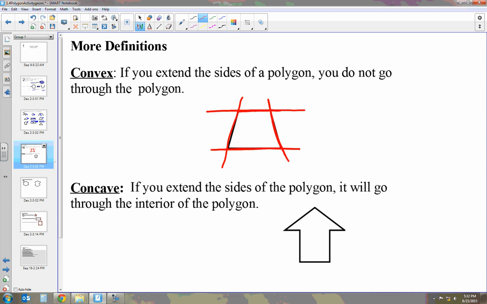A concave, let's do the same thing. Let's trace these sides. Okay, let's try this one. Wait a second. If we see that line, if we extend out that side, it goes through or inside the polygon, so that is concave. And it looks like kind of the sides are caved in. So it's 2 different ways. If the line goes through the polygon, it's concave, or if the sides look caved in. So that's your convex and concave.